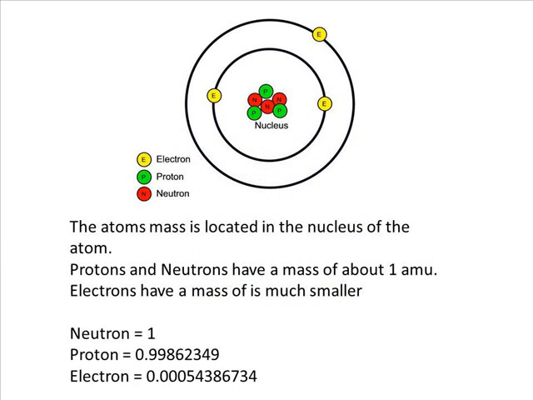Another area of information that we need to get about the atom is the mass of the atom. The mass of the atom is only located in the nucleus of the atom. Protons and neutrons have a mass of about 1 AMU, and AMU is an atomic mass unit. Electrons have a mass that is much, much smaller.